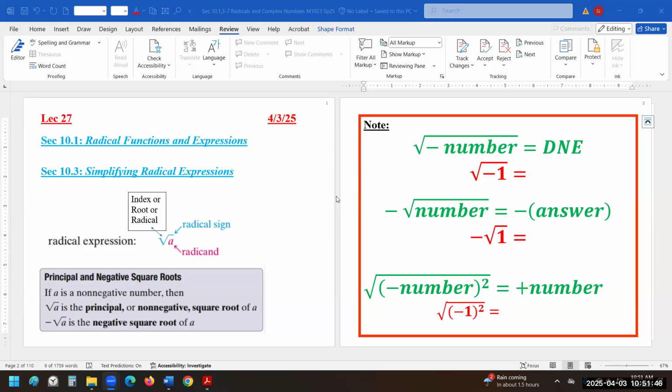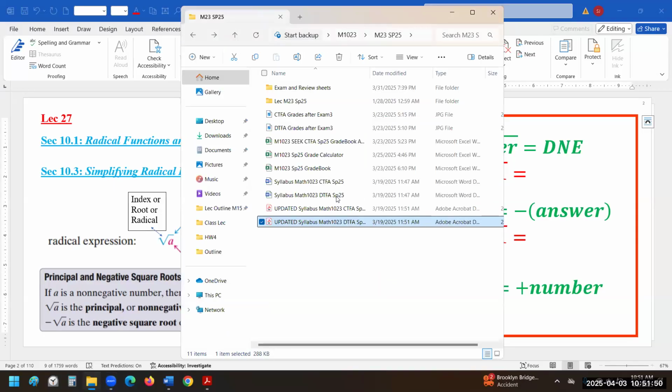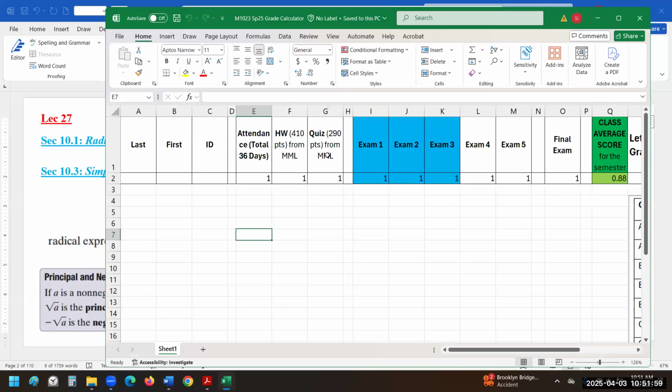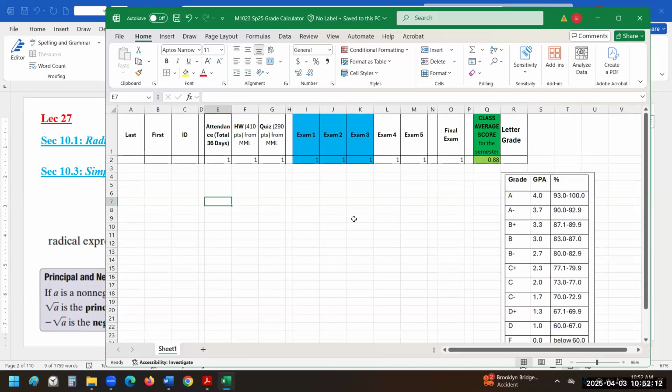And I believe I posted a calculator on Brightspace, but I didn't go over that. So let me show you how to use that calculator. You'll see something like this on Brightspace and it has the name grading calculator, something like that. So in order to use that, you need everything for this class.